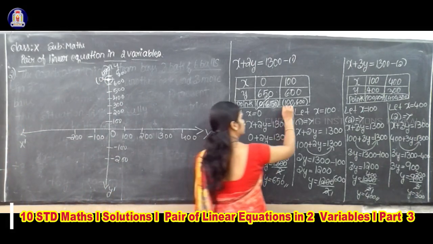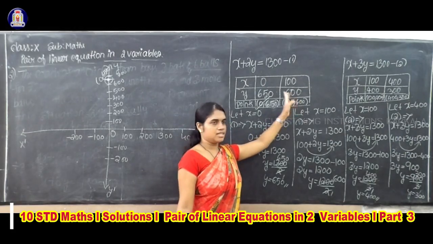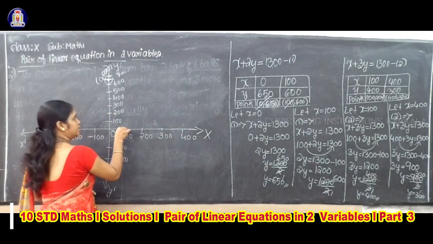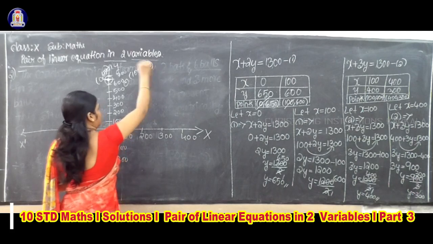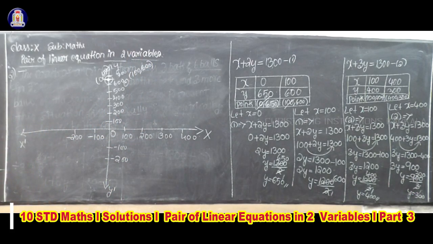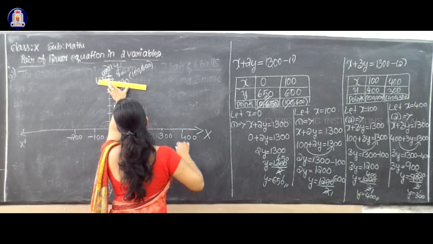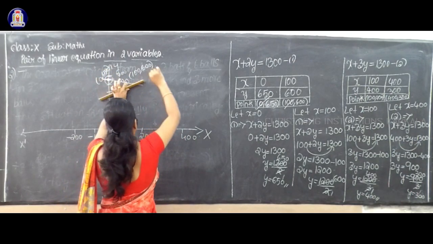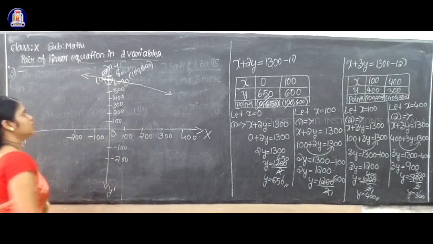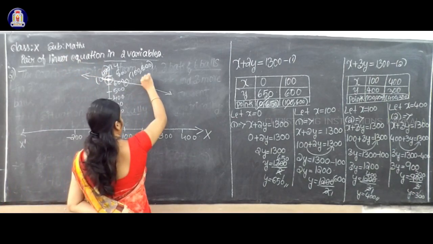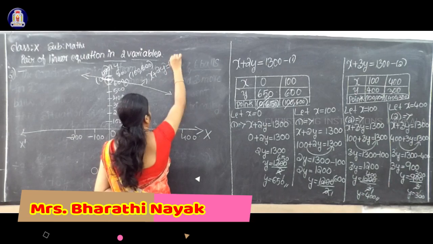Next, second point, 100, 600. On the x-axis 100, on the y-axis 600. So this point will represent 100, 600. Now we'll join those points. We can extend this line. So what is the equation of this line? The equation of this line is given by x plus 2y is equal to 1300.